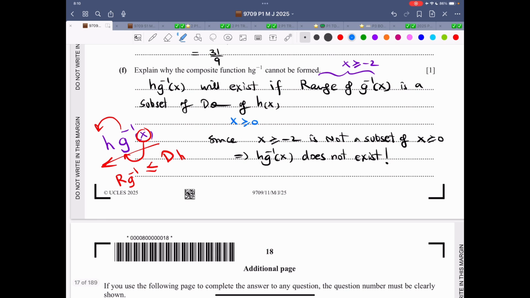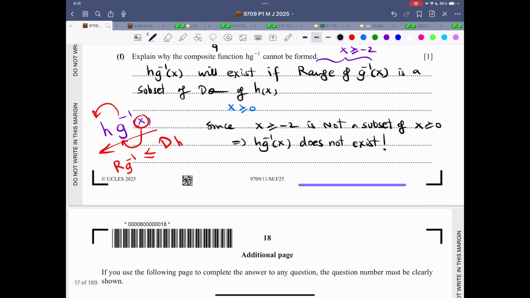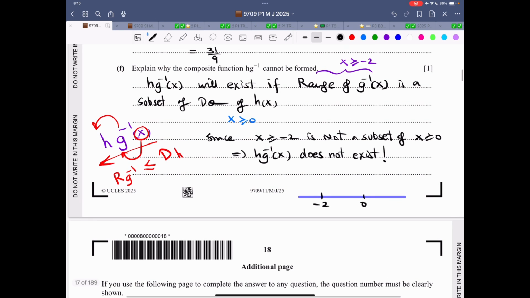So let me write it over here. First of all, let me draw a line like this, a number line. And let me mark 0, let me mark -2. The range of g inverse is x greater than or equal to -2. This purple one is the range of g inverse. And the blue one, what is that? That's the domain of h. So domain of h is this thing.